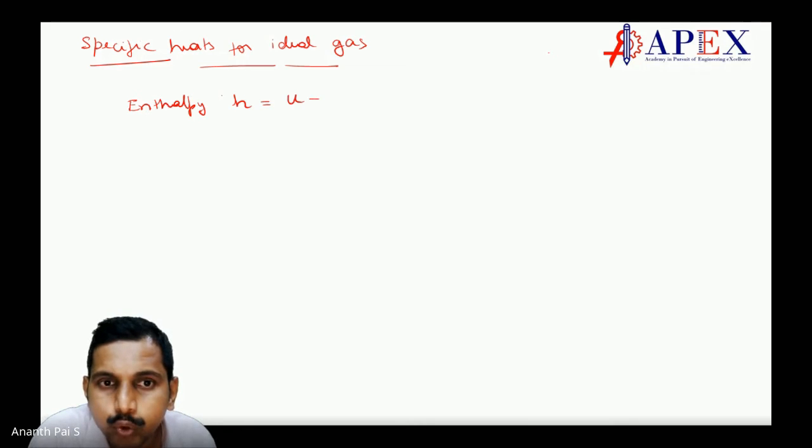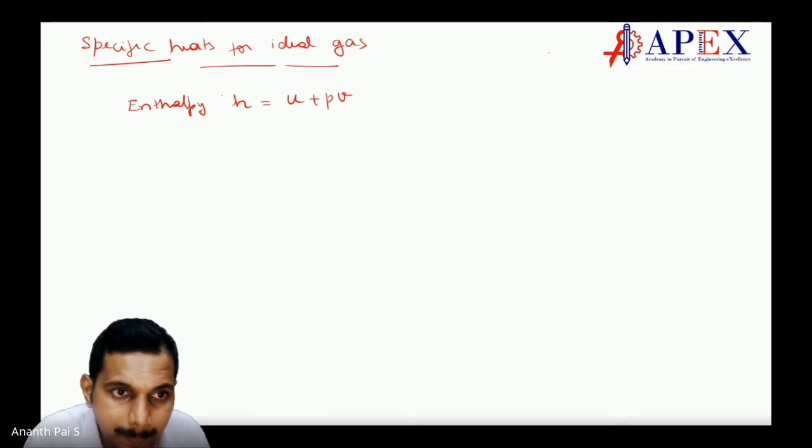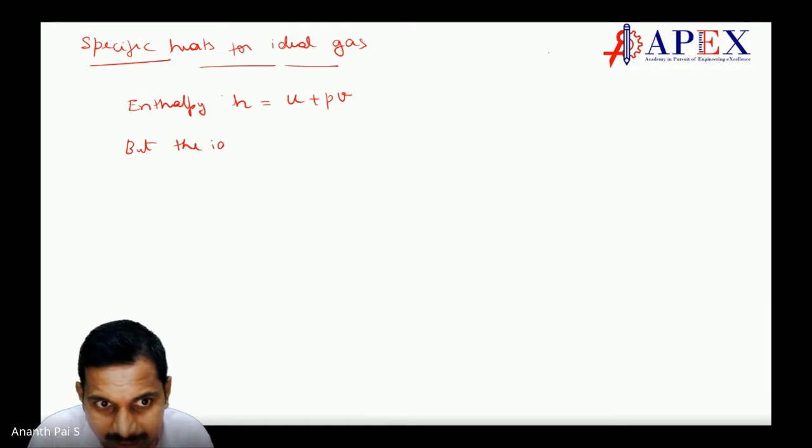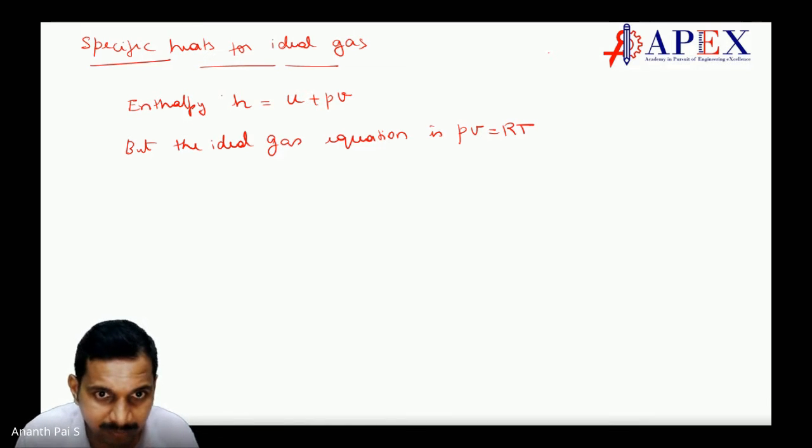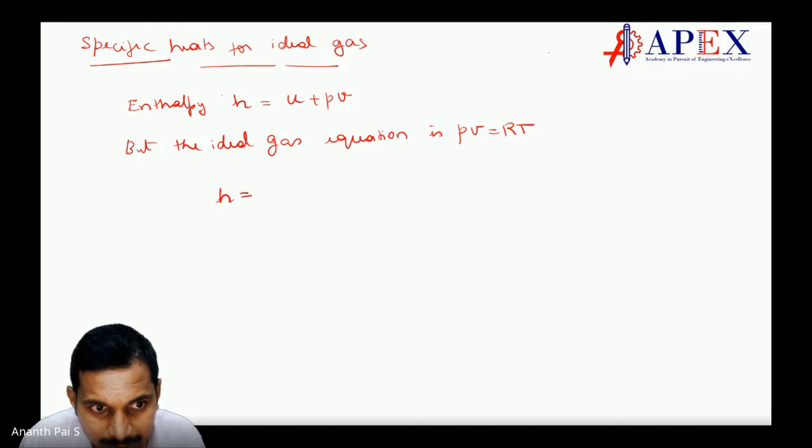H is equal to U plus PV. Correct? U plus PV, v specific volume. But we know the equation of ideal gas. The ideal gas equation is P into small v is equal to RT. Correct, students? So instead of Pv, I can put RT. Therefore H is equal to U plus RT.